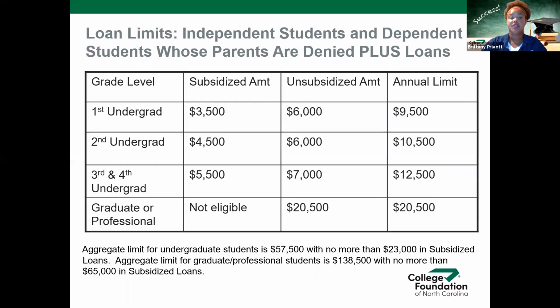There are also loan limits for independent students and dependent students whose parents are denied a PLUS loan. The aggregate limit for undergraduate students is $57,500 with no more than $23,000 in subsidized loans. The aggregate limit for graduate and professional students is $138,500 with no more than $65,000 in subsidized loans.